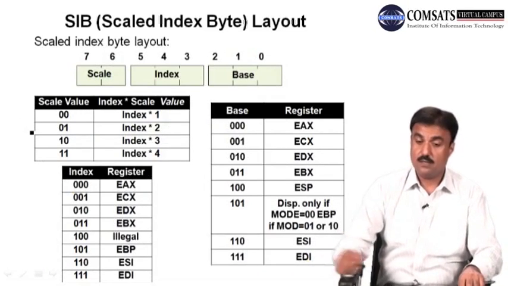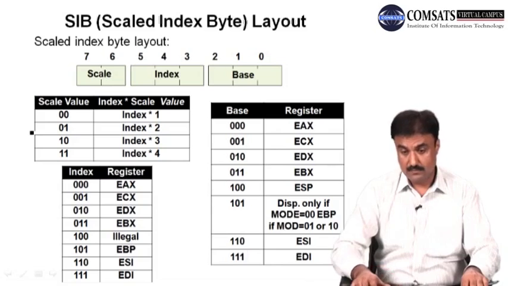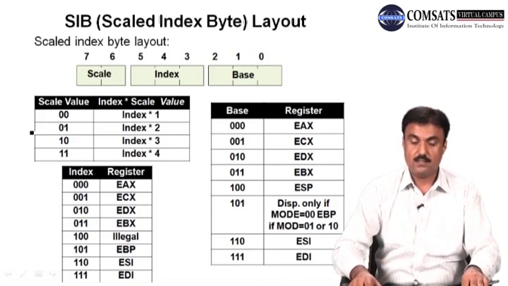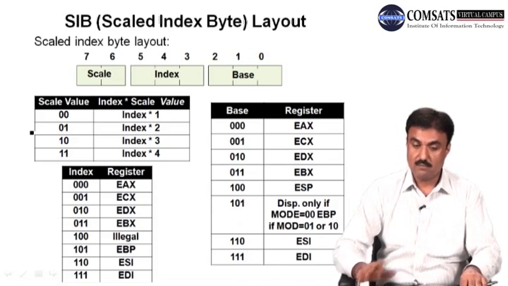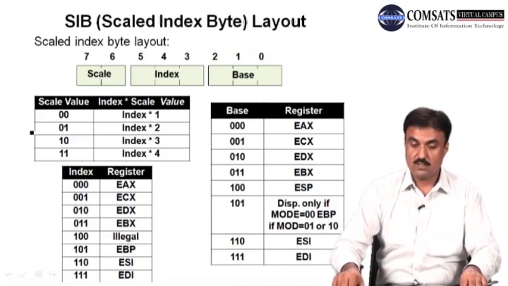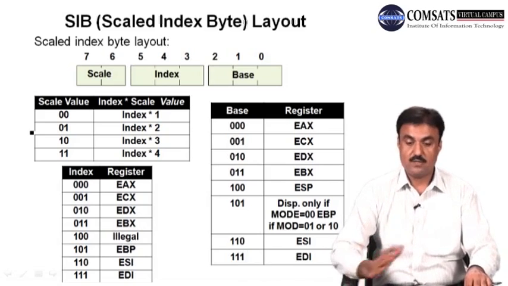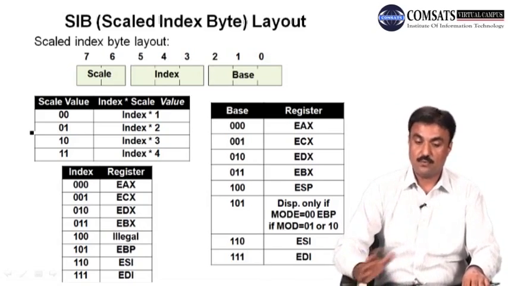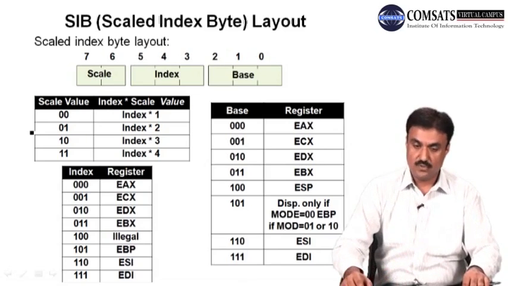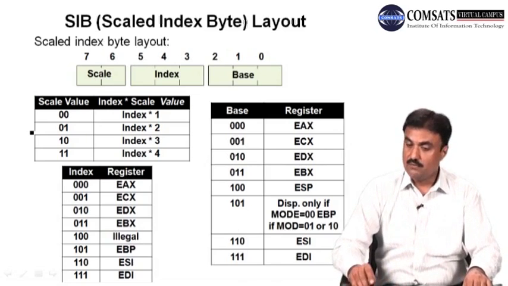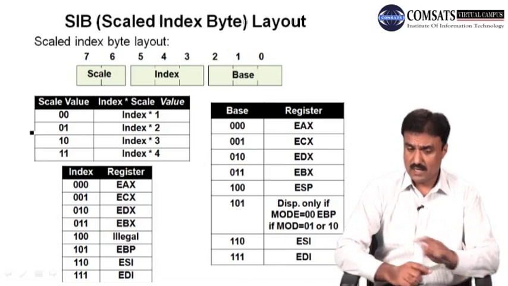This is the layout, the bit pattern, for the whole SIB byte. In the SIB byte, first we have the scale. Scale values can be 00, 01, 10, and 11. If we are using 00, then the index is multiplied by 1; for the scale value 01, the index is multiplied by 2, then by 4, then by 8, depending on the scale value which we are using here.